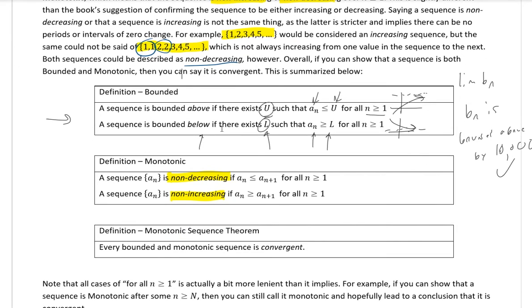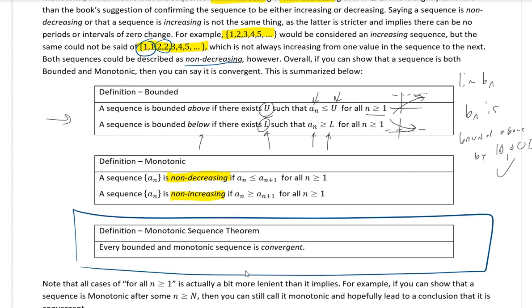If we could show that a sequence is both bounded and monotonic, then that means it is a convergent sequence by the monotonic sequence theorem. So if it's bounded and it's monotonic, then that means it's convergent. Now that may sound confusing, but we're going to do a couple examples to help alleviate that.